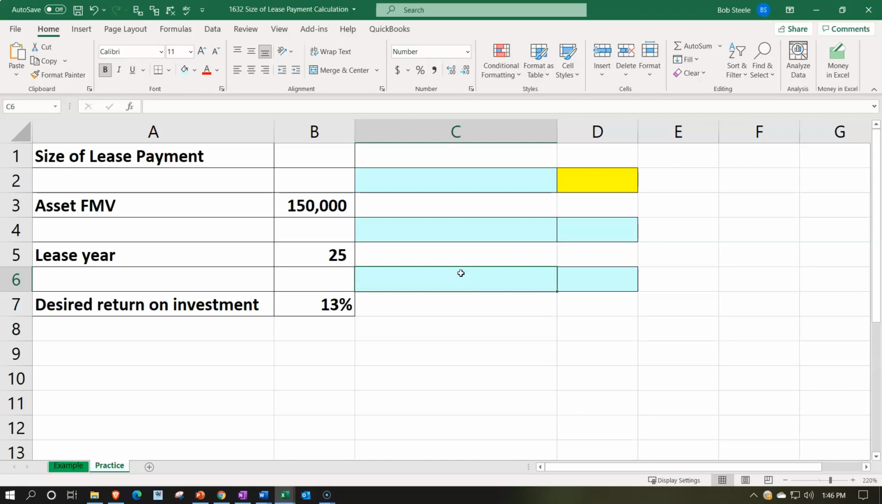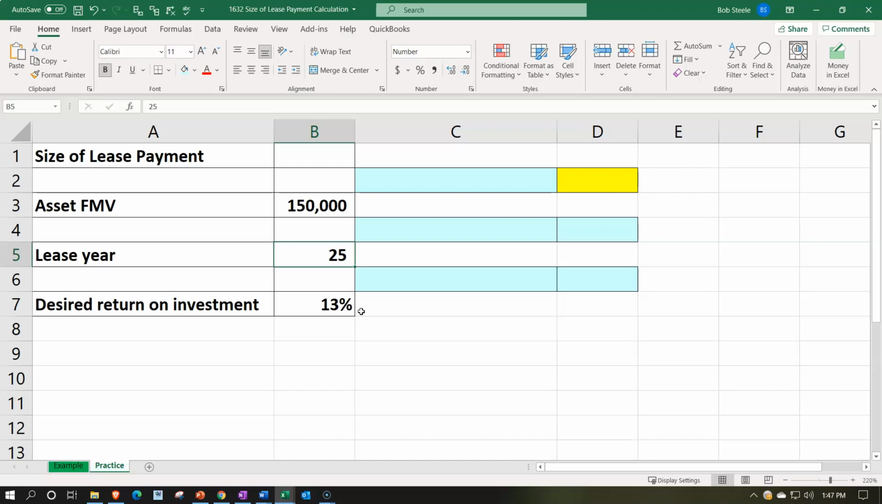So for example, we have our asset of $150,000, the lease year of 25, and the desired return is going to be 13%. So given that information, how much should we calculate our lease to be? We're going to start off thinking about that in terms of a yearly lease payment. What would be the yearly lease payment?